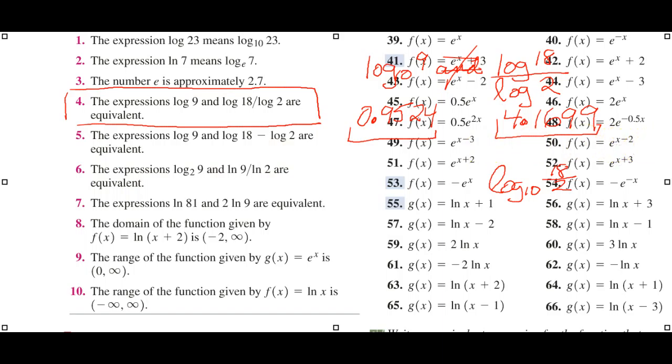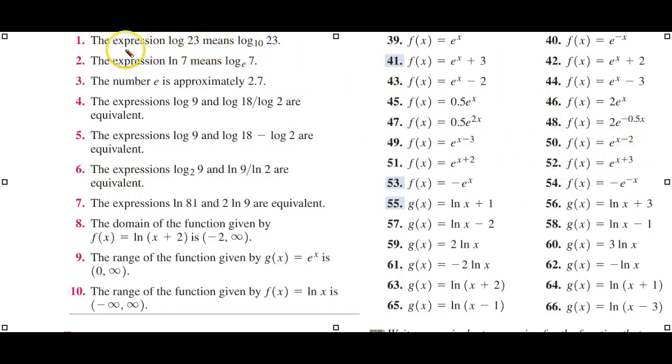Let me clear this up a little bit here. The expression log 23 means, when there is no base mentioned, it is base 10. That is the common log.